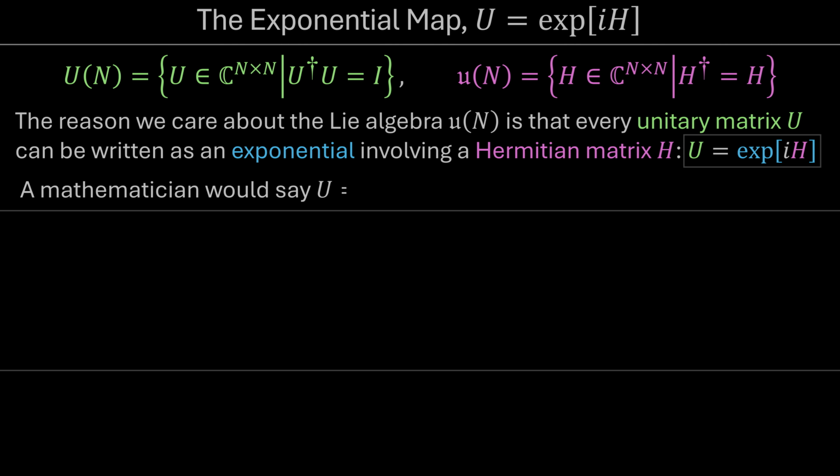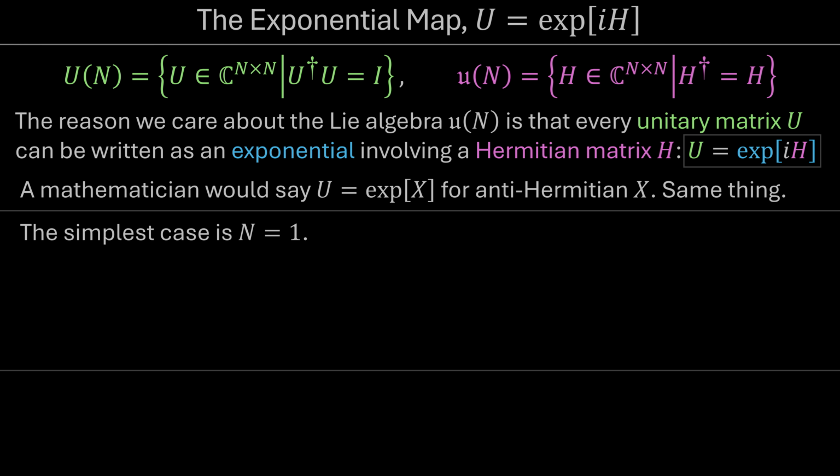Now, as we talked about earlier, if you're talking to a mathematician, they might say, no, actually U equals e to the x for anti-Hermitian x. But this is exactly the same idea. The only difference is whether you want to put the i in the definition of your Lie algebra, or in the definition of your exponential. Now, I suppose there might be other reasons to care about the Lie algebra, but they all go back to this fundamental connection between the Lie algebra and the Lie group involving exponentiation.